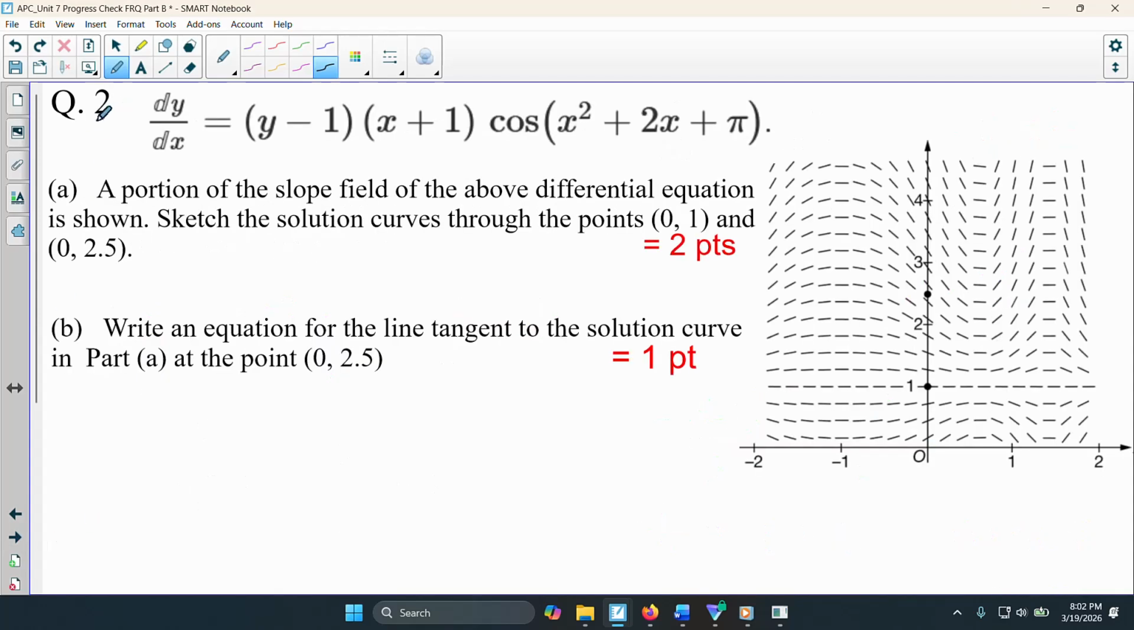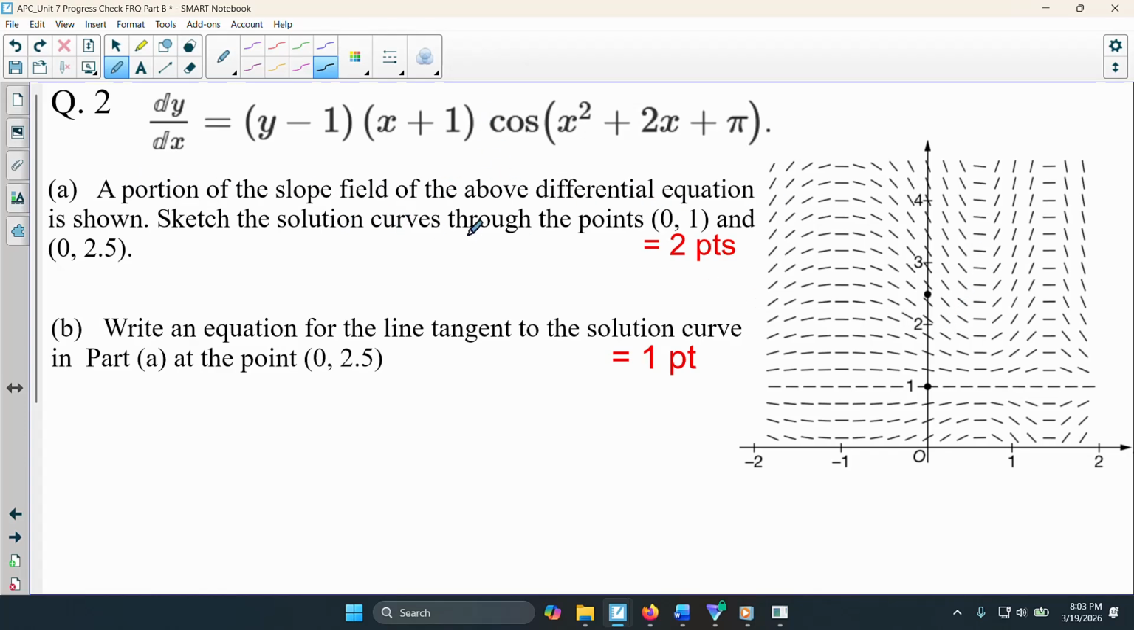Okay, second, question number 2. Given this differential equation, I remember in class the handout that I gave out on some of them had a letter T here. So be careful, that was a typo, because I had to manually edit this at one point. But anyway, here is the dx. Here is a really complicated looking expression. So part A, a portion of the slope field above the differential equation is shown.